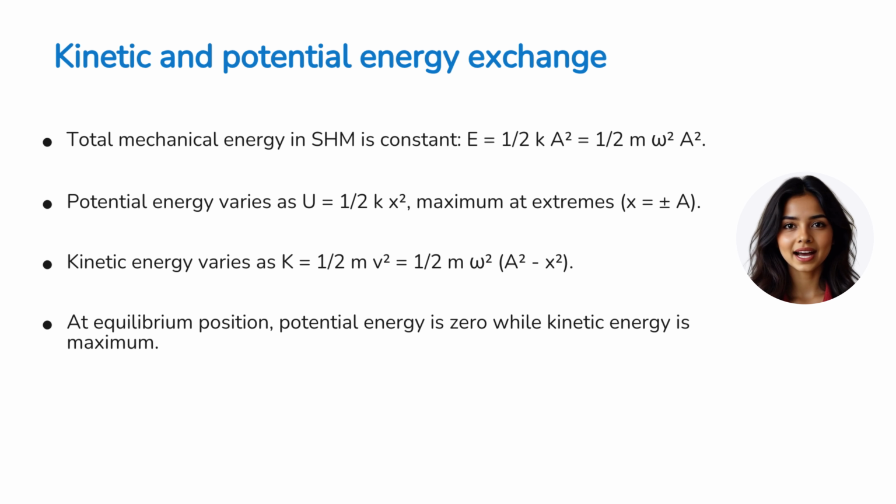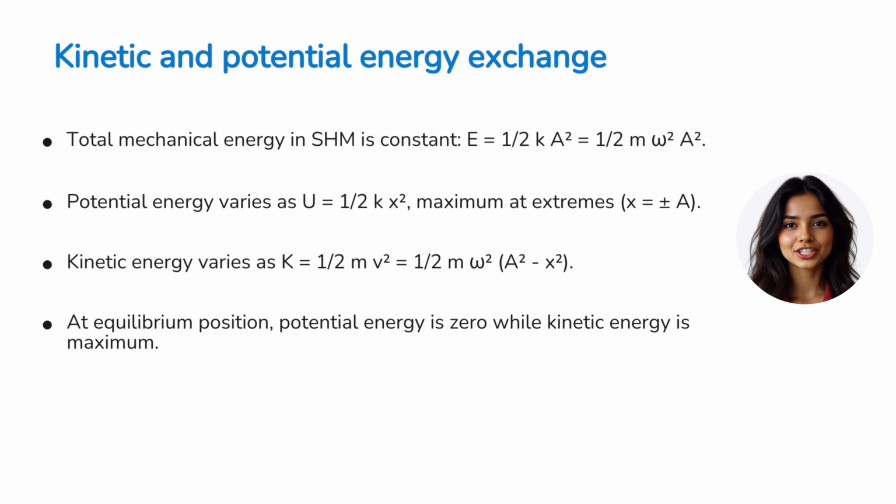It equals 1/2 times k times A squared, or equivalently 1/2 times m times omega squared times A squared. Here, k is the stiffness of the system in newtons per meter, m is mass in kilograms, omega is angular frequency in radians per second, and A is amplitude in meters. So, the total energy depends on how stiff the system is, how heavy the mass is, and how far it swings.